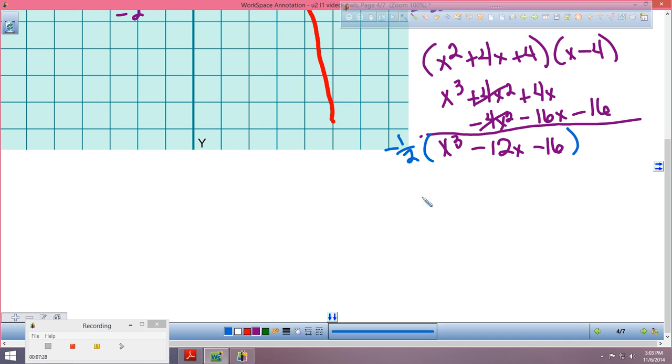Negative 1/2 times x cubed is negative 1/2 x cubed. Negative 1/2 times negative 12x is going to give me positive 6x. Negative 1/2 times minus 16 is going to give me plus 8. My final function is f of x equal negative 1/2 x cubed plus 6x plus 8. Notice that with a negative lead coefficient, my graph should be pointing down on the right end, and it certainly does.